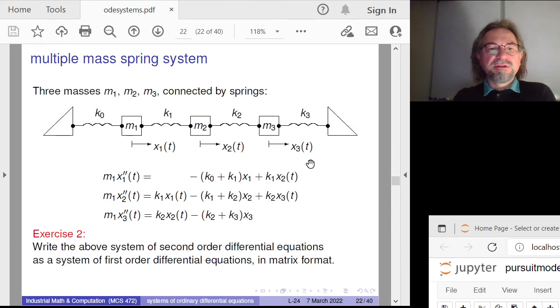So we can generalize this into this system. So this is a system of three second order equations with some spring constants. This can be written, and has to be written if you want to solve this numerically, as a system of first order differential equations. So from the starting three equations, you will end up with 6. And write this in matrix format.